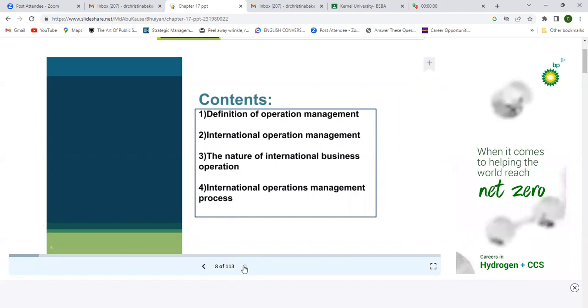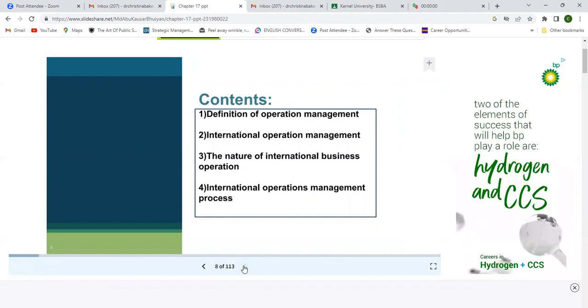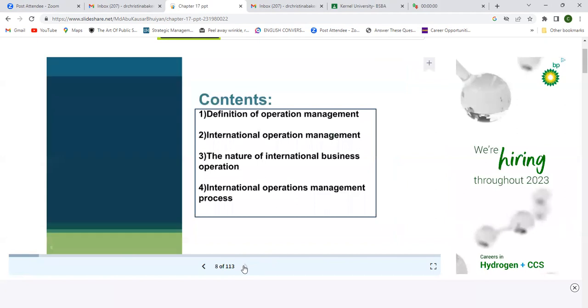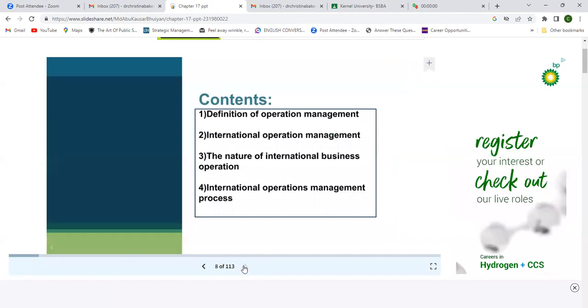Contents: definition of operations management, international operations management, the nature of international business operations, international operations process.